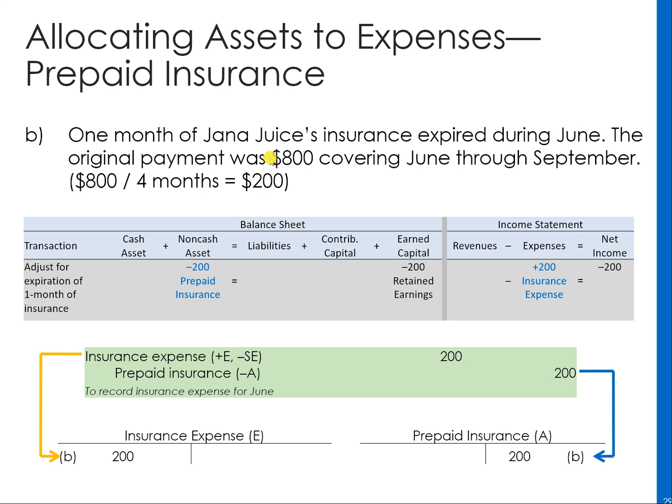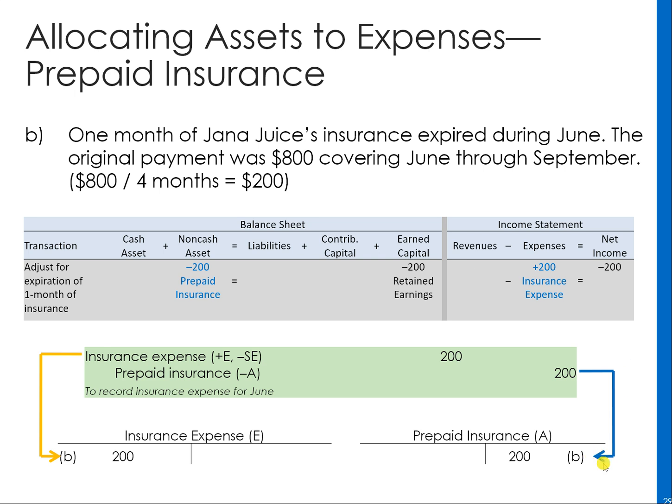Remember previously we paid $800 prepaid insurance covering June through September. That's 4 months, so we know the monthly insurance premium will be $200. Now we have used 1 month's insurance, so by the end of that month we're going to recognize $200 expense. So we debit insurance expense, increase expense. At the same time, we're going to reduce prepaid insurance assets by $200. They will be posted.